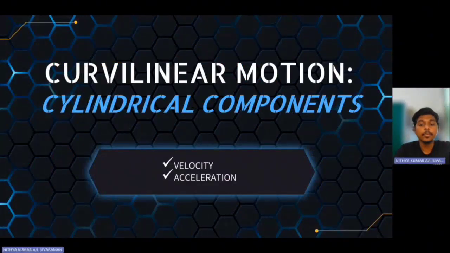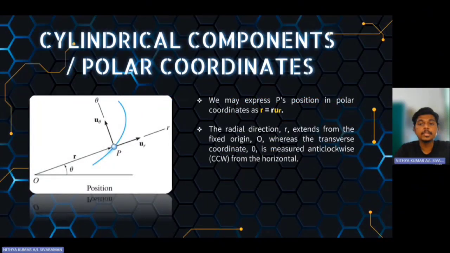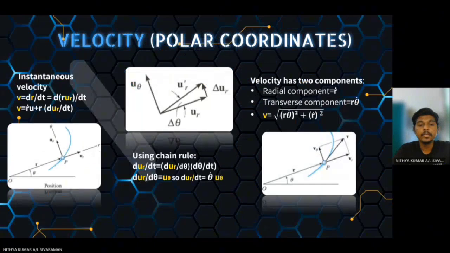Let's see about the cylindrical components. We may express the position in polar coordinates as r equal to r u_r. After using the chain rule, finally the velocity has two components, which are the radial component r dot and the transverse component r theta dot. To find v, square root in bracket (r theta dot) squared plus r dot squared.